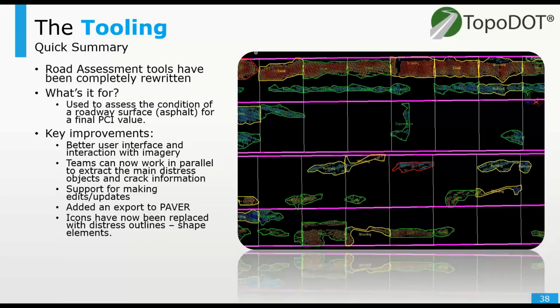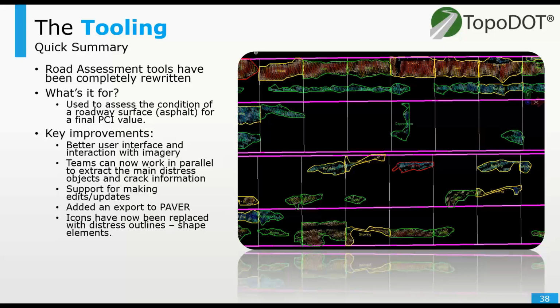All right, so a quick summary on this for the tooling itself. This was completely rewritten from the older legacy version. And again, we're using this for calculating PCI values for the roadway surfaces itself, and we're ultimately feeding that into a pavement management platform, such as Paver. The bigger improvements that we made for this tool is just a better user interface and interaction with the imagery.